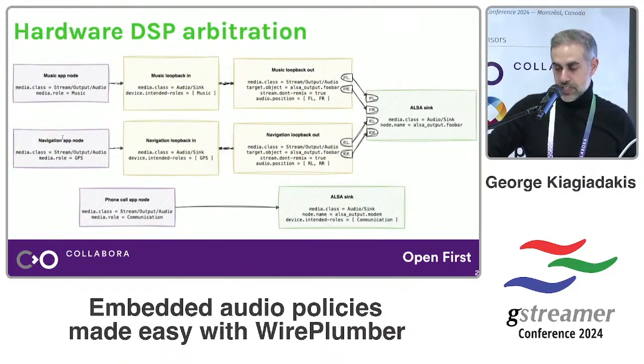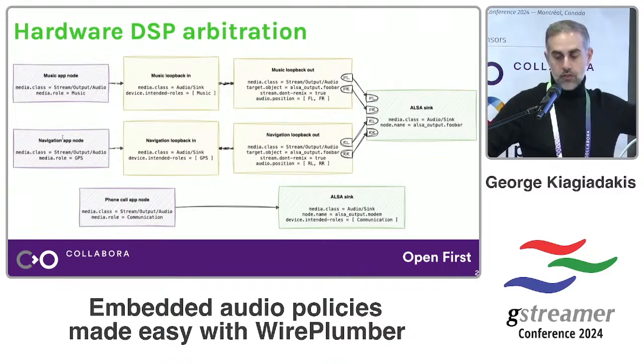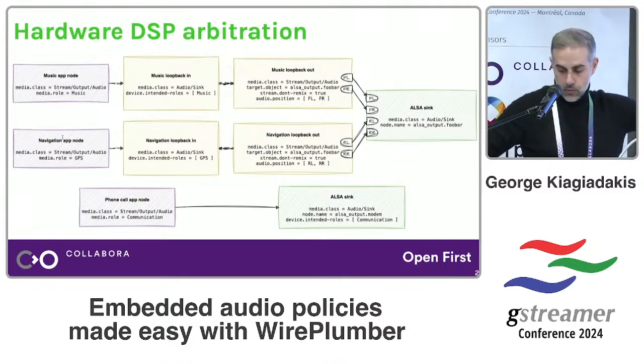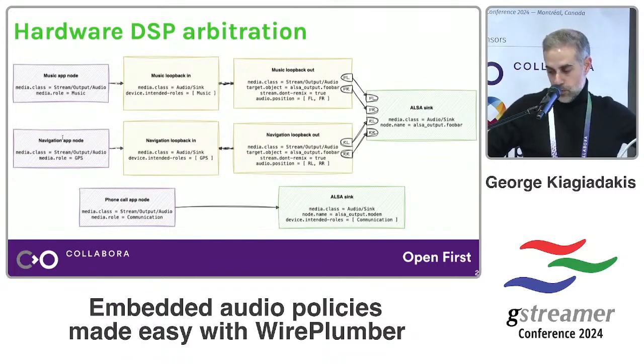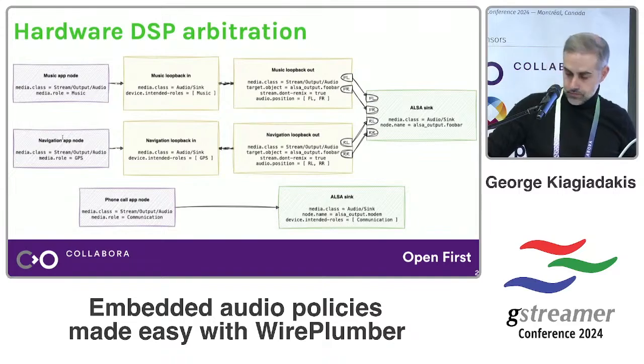On a hardware DSP arbitration, you don't have these properties, so there is nothing happening on WirePlumber. All the streams just get forwarded directly to the DSP. And here I just have an example where I show how two different streams get forwarded to the ALSA sync on different channels. So music goes to front channels, navigation goes to the rear channels, and the DSP takes care of the rest.